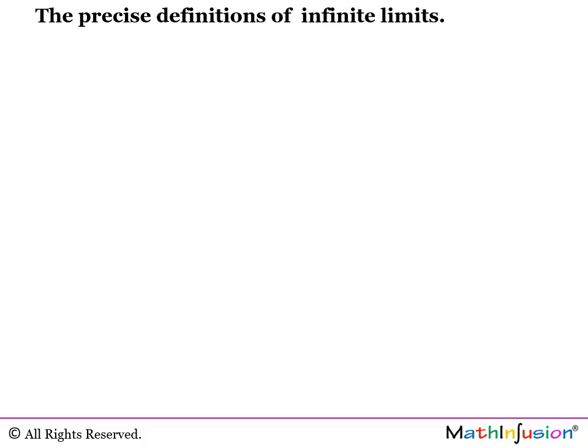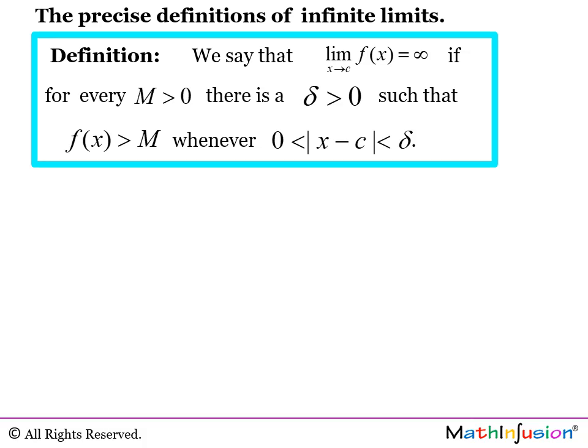The precise definitions of infinite limits. We will start with limit to infinity. We say that the limit of f(x) equals infinity when x approaches c if for every positive M there is a positive delta such that f(x) is greater than M whenever x minus c in absolute value is less than delta.